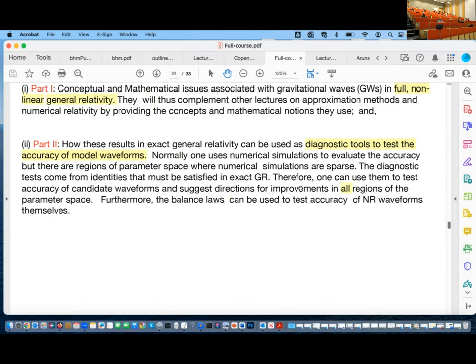And that actually suggests directions for improvements in all regions of the parameter space. Furthermore, the balance laws can be used to test the accuracy of the numerical waveforms themselves. So in the last two lectures, I was going to tell you more details about these waveforms.